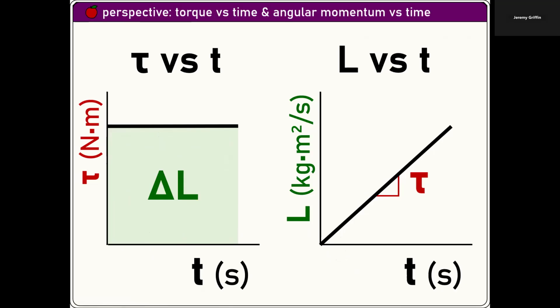Or if you go backwards, let's do the derivative version. The rate of change of angular momentum is called what? Torque. Yeah, slope, or torque in this case. Is that a constant slope? It is a constant slope on L versus t. That means a constant torque. It's the same thing. You see that?